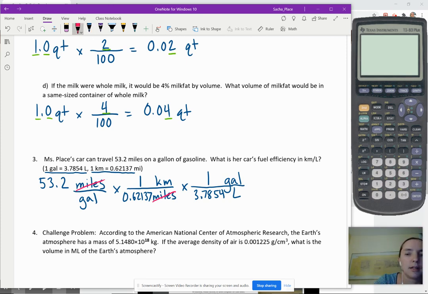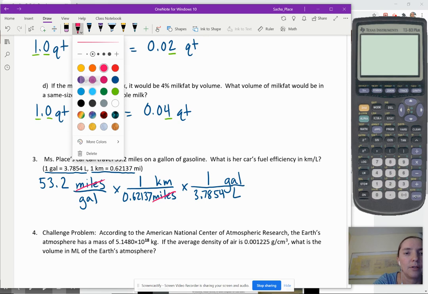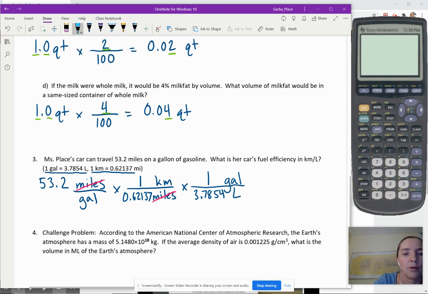Okay, so the next thing that cancels out would be gallons. I'm just going to use a different color here so you can see that the gallons, even though they're far apart, gallons on the bottom, gallons on the top, they still cancel. It doesn't matter how far apart they are in the problem. They still go away because it's all one big multiplication. So then if I check, I see I've got kilometers on the top and liters on the bottom. And that's exactly what I want, right? I want kilometers per liter. So I can go ahead and solve my problem now.